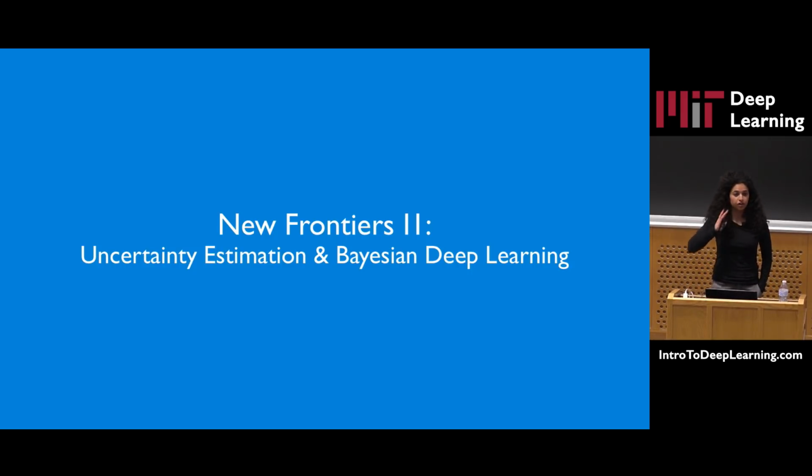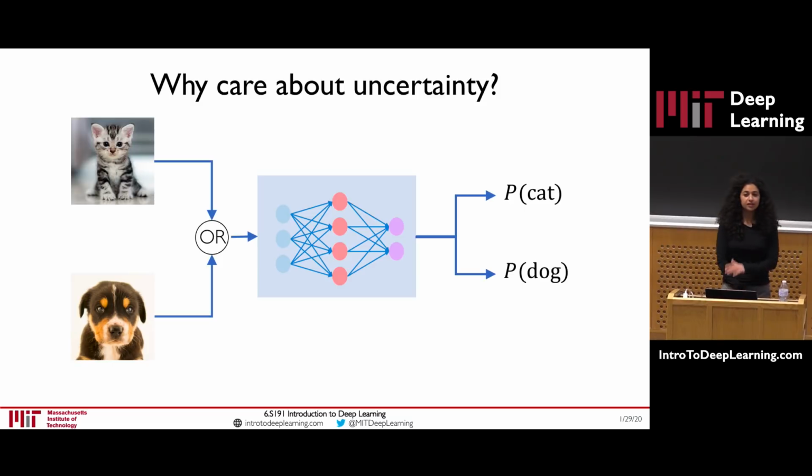Another area that has garnered a lot of interest in recent years is this question of uncertainty, and how do we know how confident a model is in its predictions? So let's consider a really simple classification example. What we've learned so far is that we can use a network to output a classification probability. Here, we're training a network to classify images of cats versus images of dogs, and it's going to output a probability that a particular image is a cat or a dog.